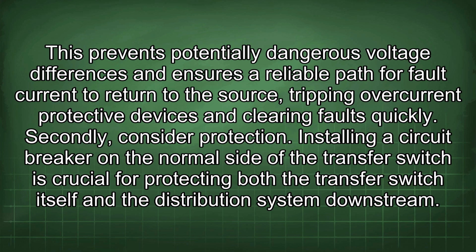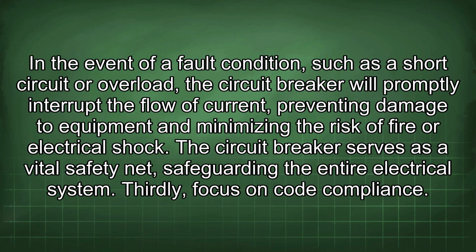Secondly, consider protection. Installing a circuit breaker on the normal side of the transfer switch is crucial for protecting both the transfer switch itself and the distribution system downstream. In the event of a fault condition, such as a short circuit or overload, the circuit breaker will promptly interrupt the flow of current, preventing damage to equipment and minimizing the risk of fire or electrical shock. The circuit breaker serves as a vital safety net, safeguarding the entire electrical system.